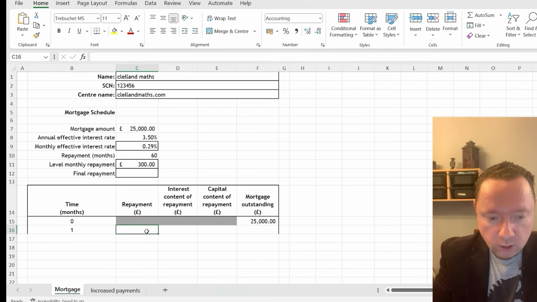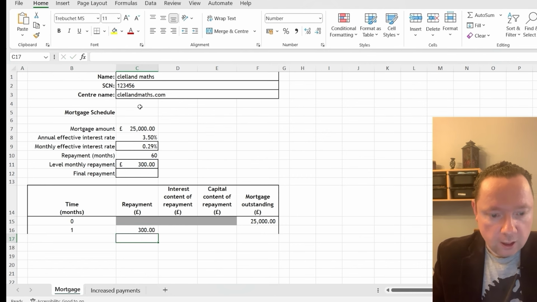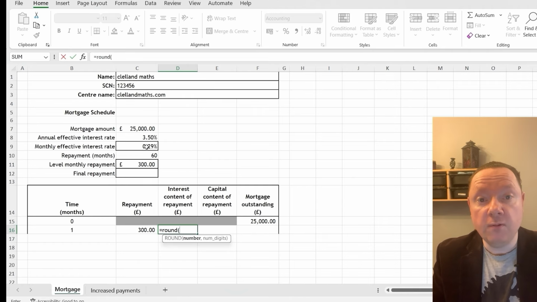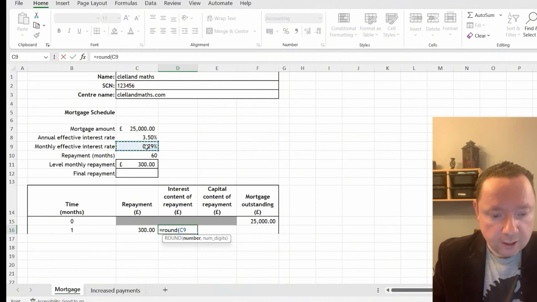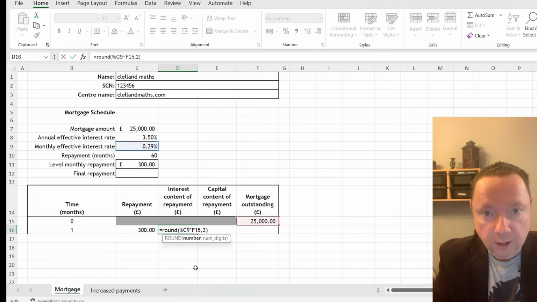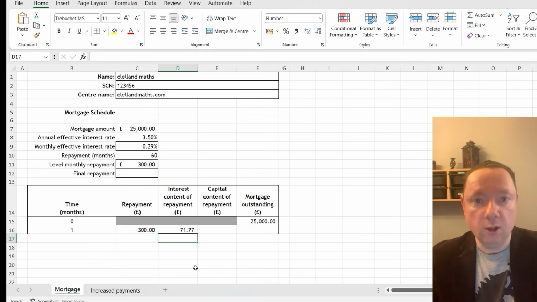So that equals this one, but that's outside the table, so you need dollars. Interest content of repayment equals round, because we're going to do it to 2 decimal places, and it's monthly effective rate times the mortgage outstanding, 2 decimal places, but we want dollars on anything outside the box. So $C, $9, that's looking good.